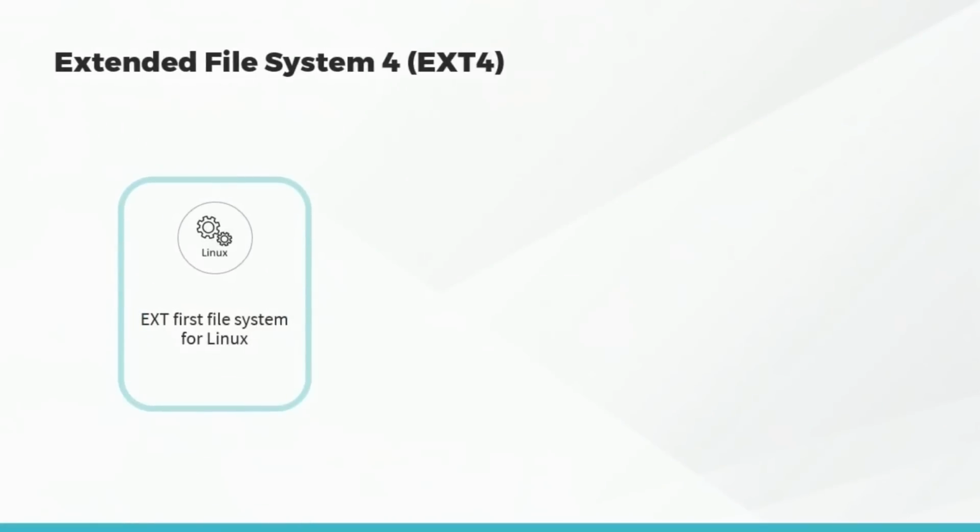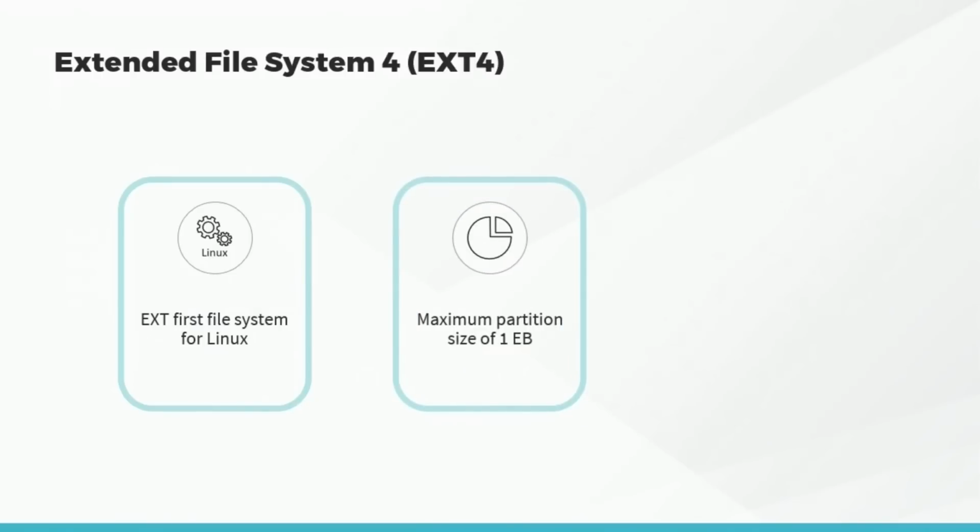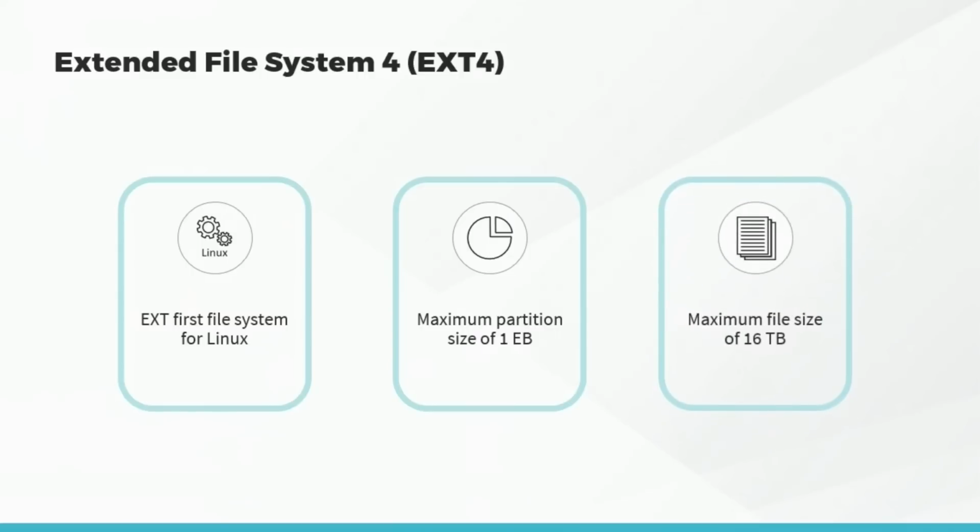The extended file system was the initial system created specifically for Linux, and version 4 is the current version at the time of this recording. It supports a maximum partition size of 1 exabyte and a maximum single file size of 16 terabytes. Version 4 also maintains backward compatibility with both versions 2 and 3, so if files are transferred from a disk running those earlier versions, they'll be supported.